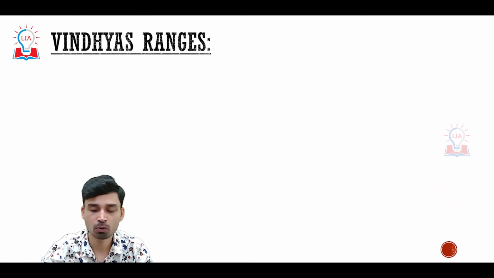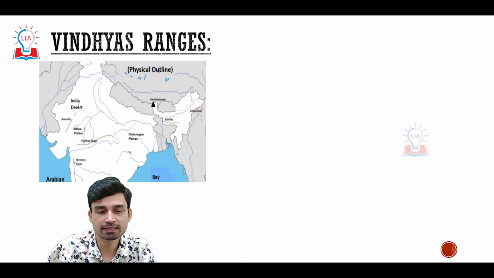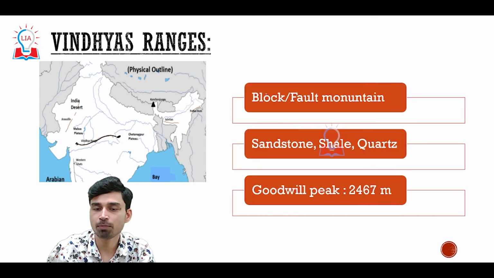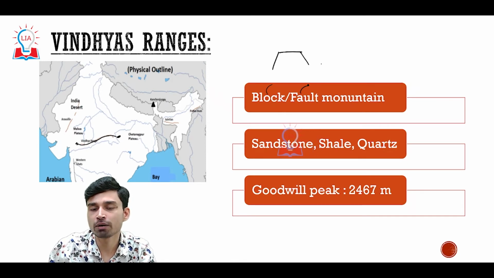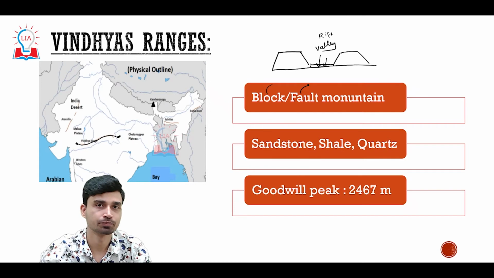Further, the next mountain we have to understand about is the Vindhya range. Vindhya range extends in the central part of India, right from the state of Gujarat all the way up to the state of Bihar. Vindhya range is an example of block or fault mountain. That means the structure of block and fault mountain looks something like this, where we have two elevated structures on the sideways, while the central area is a depressed area, a kind of valley-like structure that is called a Rift Valley.